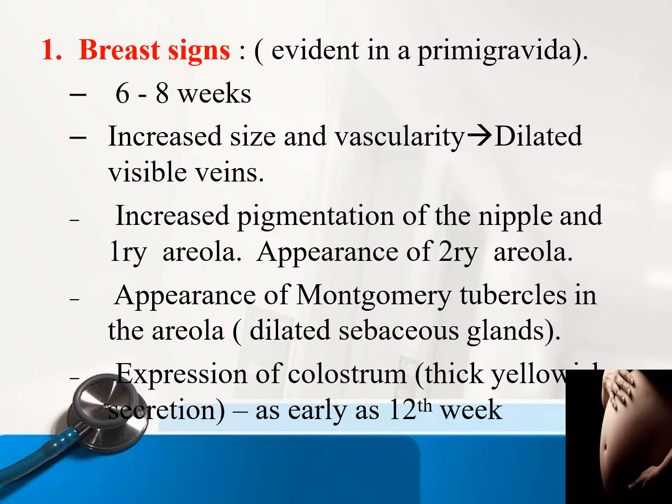And Montgomery tubercles also will develop over the breast. These are dilated sebaceous glands. These explanations I have already given in the physiological changes during pregnancy. In case you have any doubt, please go through the previous video about the physiological changes. And we can express colostrum from the 12th week onwards.